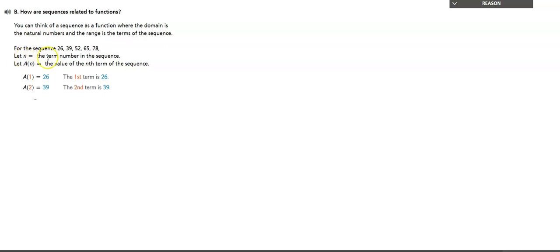So here it says let n equal the term number in the sequence. So a of n is the value of the nth term in the sequence. So a of 1 is 26, that's the first term in the sequence here. A of 2 is 39, that's the second term in the sequence. A of 3 would be the third term in the sequence, 52. So that's kind of how they're related.